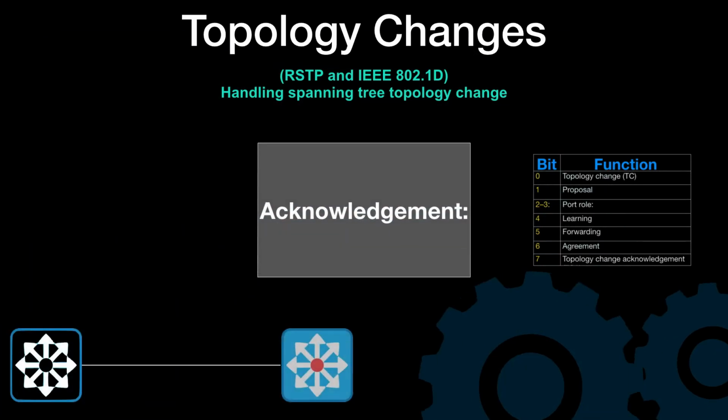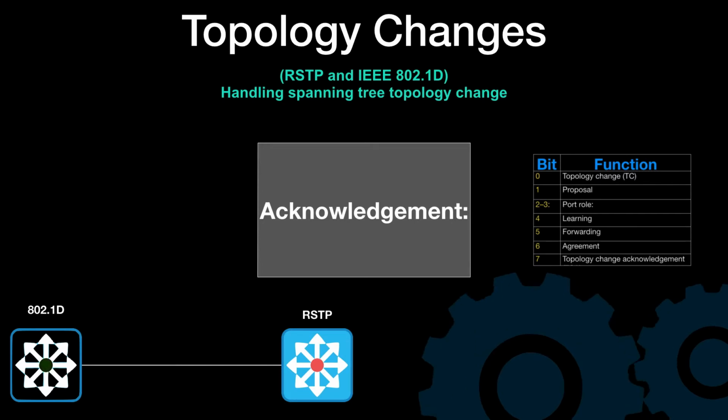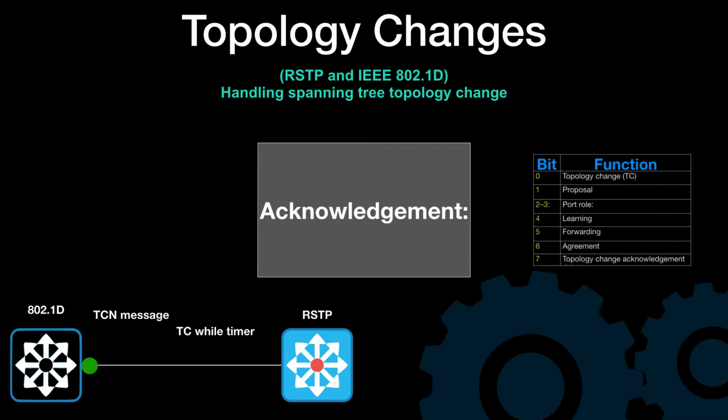Acknowledgement. When an RSTP device receives a TCN message on a designated port from an 802.1d device, it replies with an 802.1d configuration BPDU with the TCA bit set. However, if the TC while timer, the same as the topology change timer in 802.1d, is active on a root port connected to an 802.1d device and a configuration BPDU with the TCA bit set is received, the TC while timer is reset. This behavior is only required to support 802.1d devices. The RSTP BPDUs never have the TCA bit set.